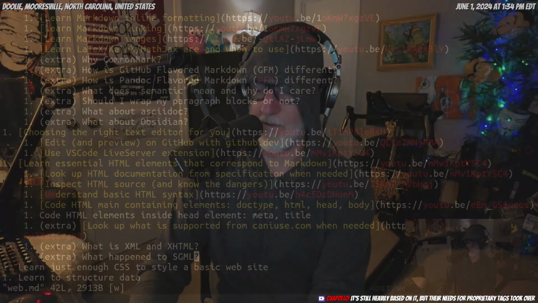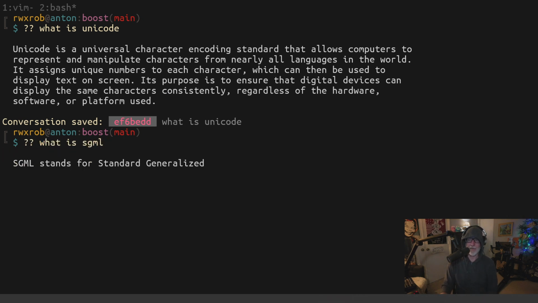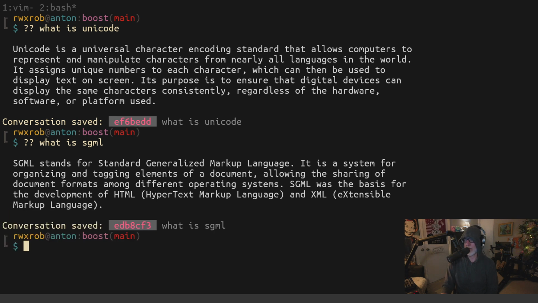But SGML, which I don't even know what it stands for, honestly. What is SGML? I don't remember. SGML stands for Standard Generalized Markup Language: a system for organizing and tagging elements of a document, allowing a sharing of document formats. SGML was the basis for development of HTML and XML. So it is the predecessor to it. It is the thing with the angle brackets and then the key equals value pairs within those attributes. That's the origin of the syntax for that.